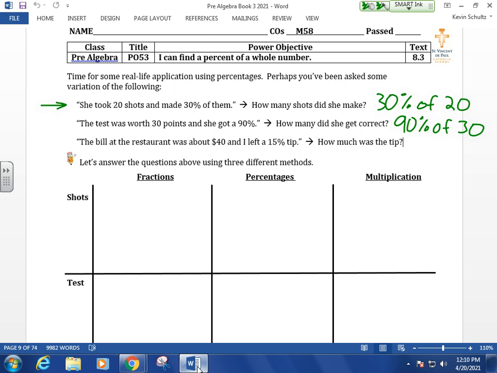And the last one, the bill of the restaurant. This is certainly topical, maybe not so much in the last year or so, but as you go out and start to dine and pay for your meals yourself and leave tips and whatnot, the bill at the restaurant was about $40 and I left a 15% tip. How much was the tip? We're looking for 15% of 40, right? We're finding a percentage of a whole. How many shots she took, how many points the test was worth, the bill at the restaurant. And there are three methods that we're going to talk about for each of these.